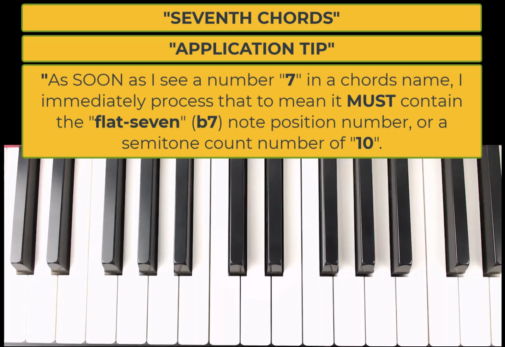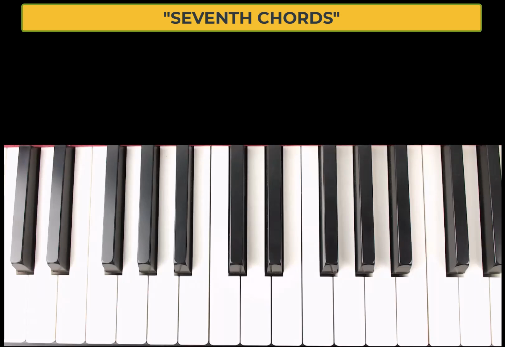And knowing this, I also know that it must contain the flat 7 note, which is semitone count number 10. So to quickly find this flat 7 note for the chord that I am forming, I count backwards 2 semitones from that chord's octave, or 12th semitone count number, no matter what the chord's starting note is. So now we can use the semitone counting method in another way.